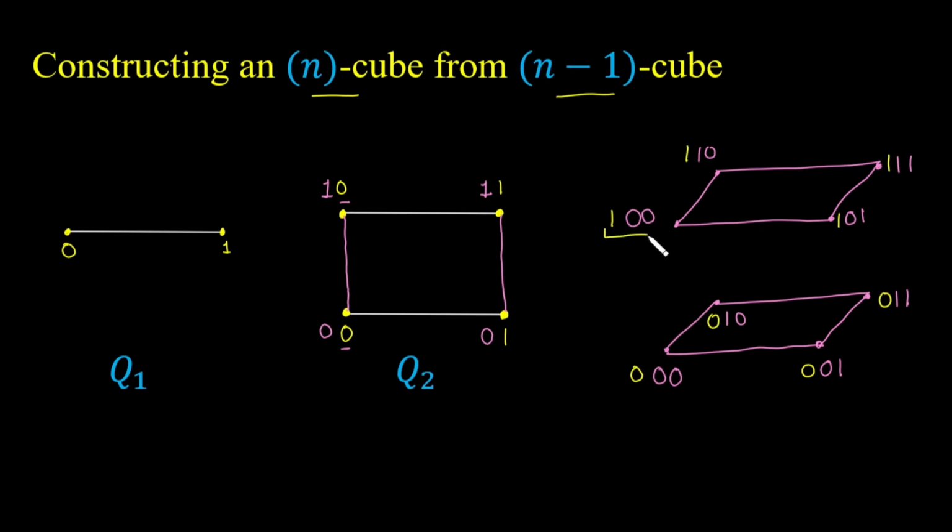For example, consider these two vertices. In these two vertices, the last two digits are the same but the first bit is different. It means they are connected. Next, in these two vertices, the last two digits are the same whereas the first digit is different. It means they are adjacent vertices. Next, in these two vertices, the last two digits are the same whereas the first digit is different, so connect them. Next consider these two vertices, where the last two digits are the same and the first digit is different. So connect them.